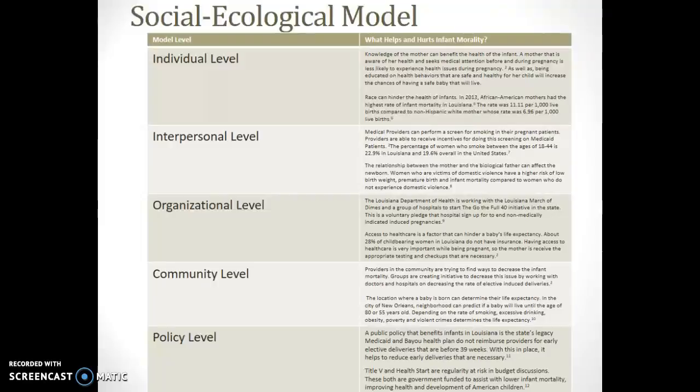A mother that has some knowledge will be able to know, oh, I need to eat this while I'm pregnant, I need to do this while I'm pregnant, or I need to go and see my doctor every week. They'll know the things that they need to do in order to ensure that they have a healthy child.